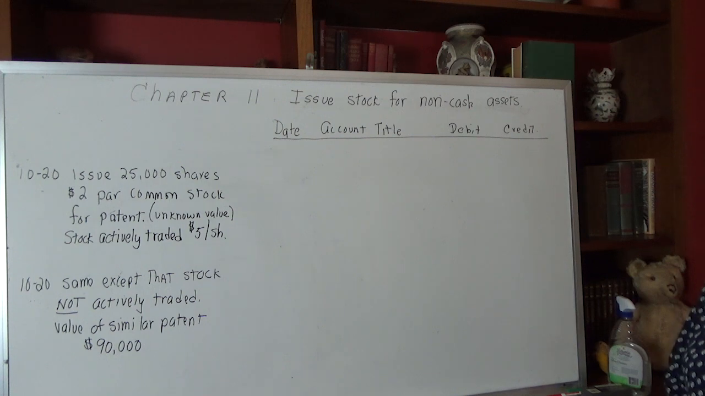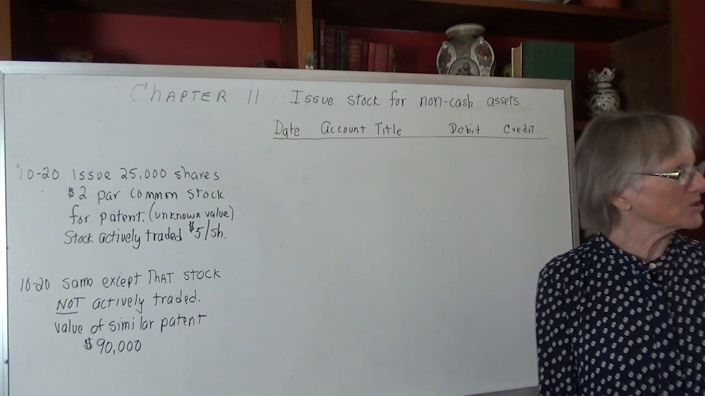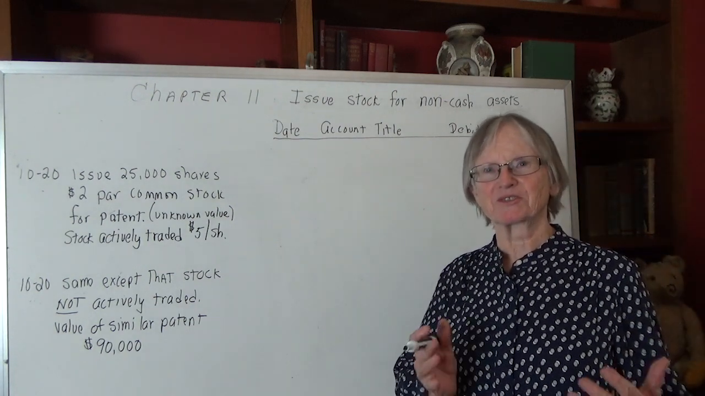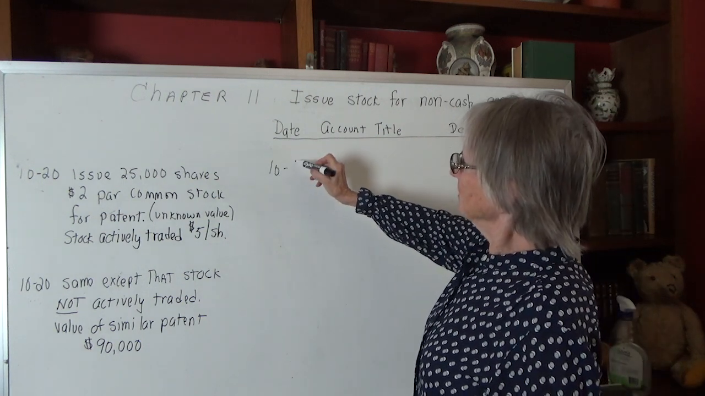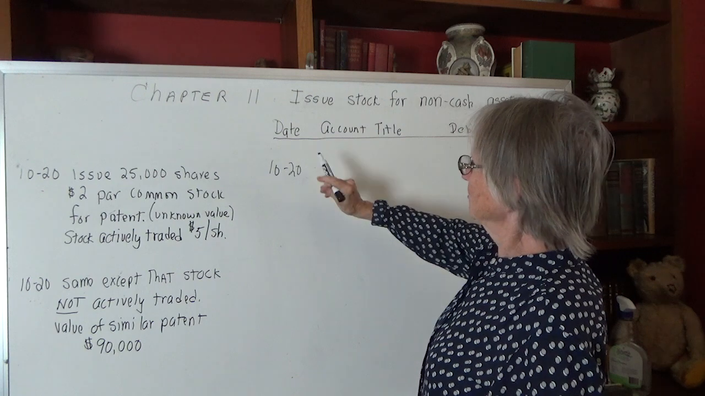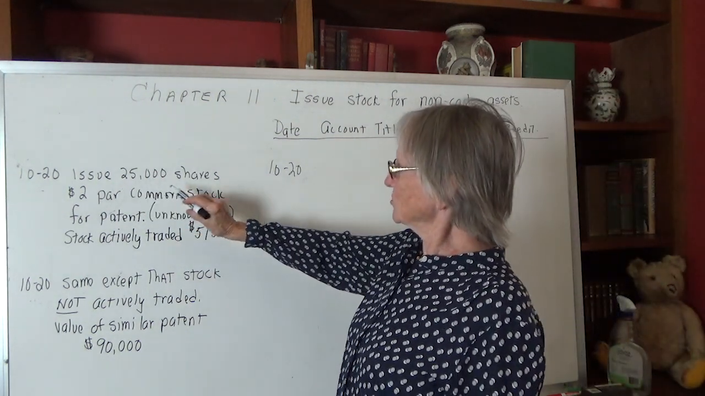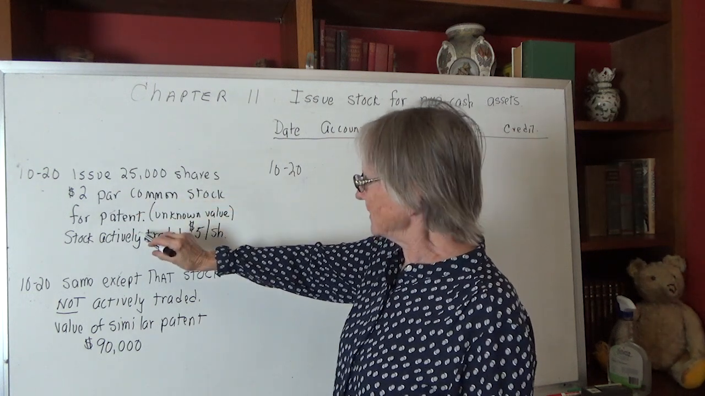So now we're going to issue some stock for non-cash assets. So let's think about non-cash assets. It's something other than cash. So when we issue something for non-cash assets, we're not going to be debiting cash, okay? In this case, it says we're issuing 25,000 shares of $2 par common stock for a patent.